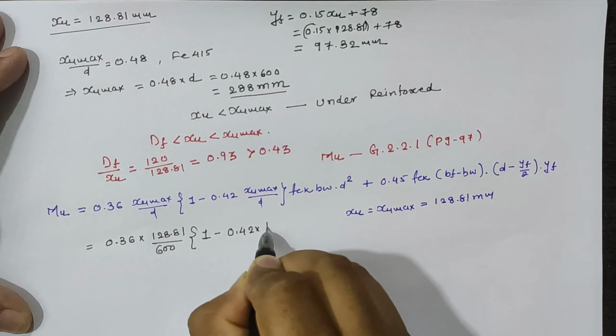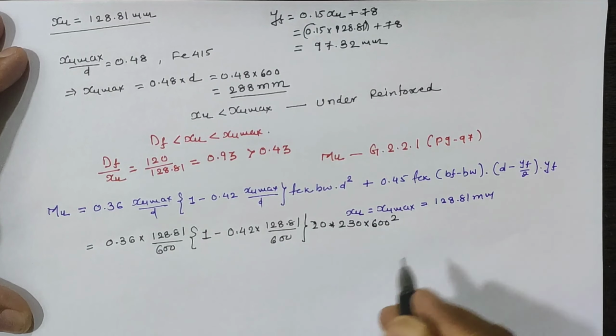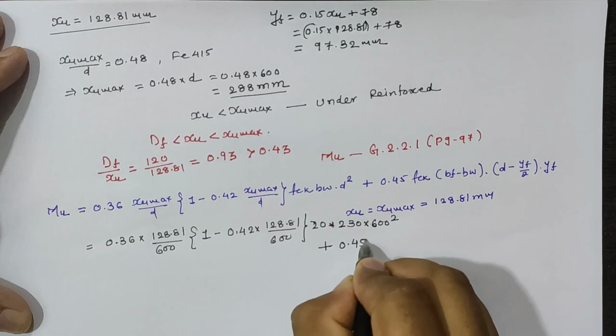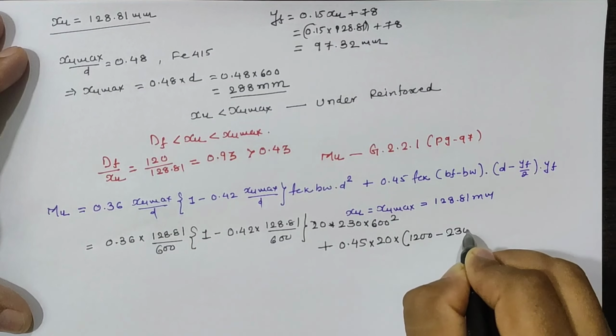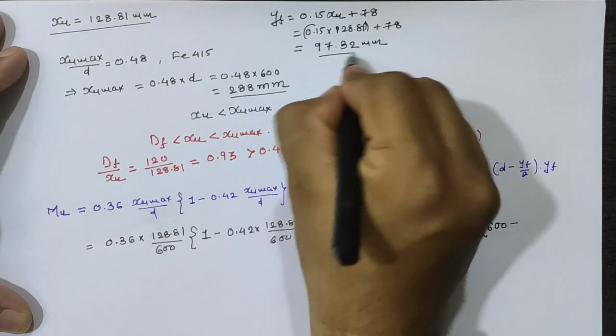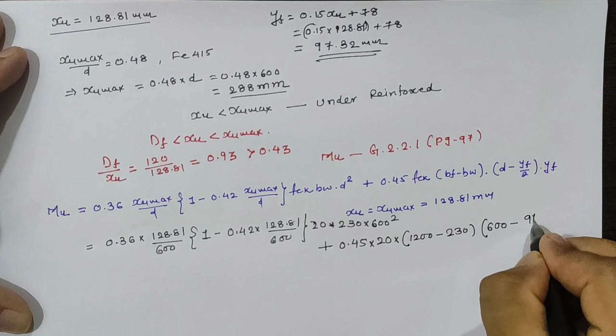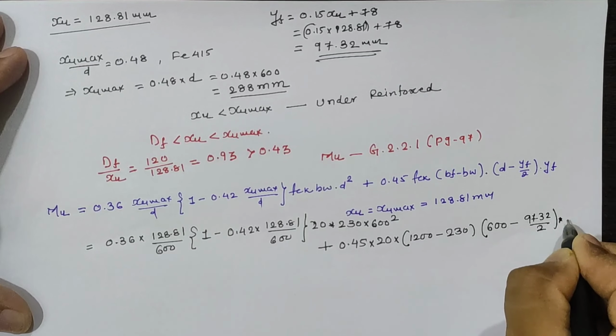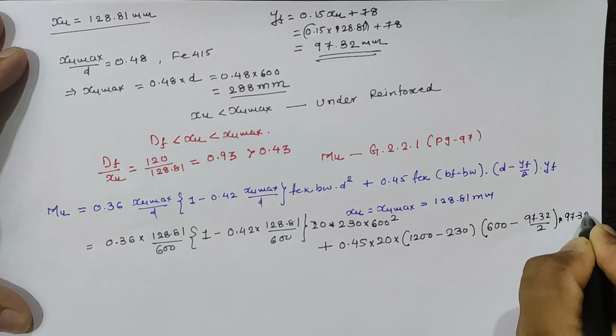fck is 20, bw is 230 mm and d is 600 mm squared, plus 0.45 is constant, fck is 20, bf is 1200, bw is 230, effective depth is 600, yf is 97.32 divided by 2 into 97.32.